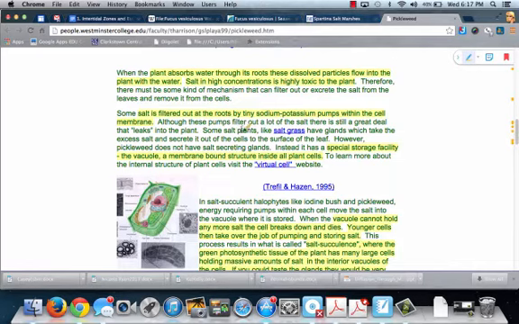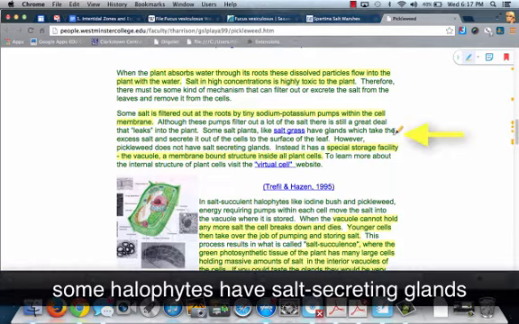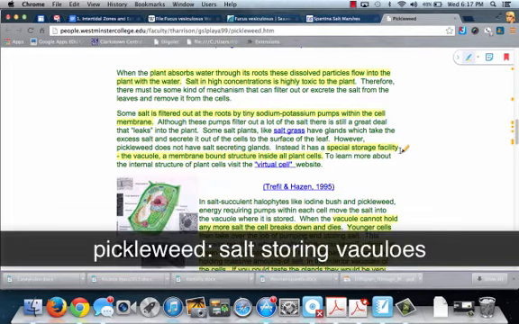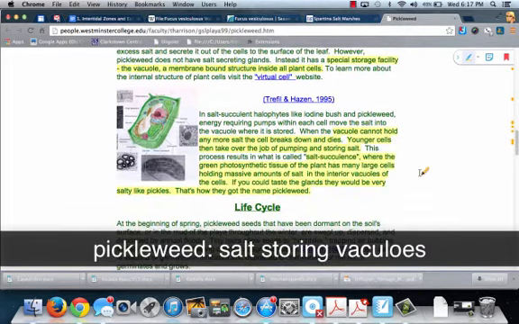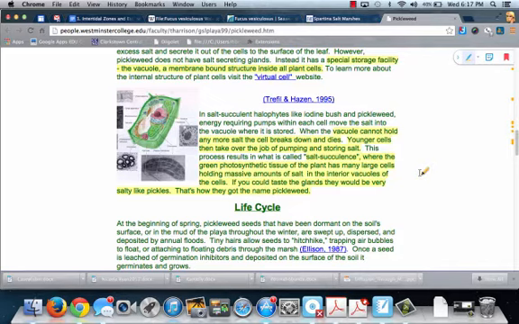Some plants, which is written right here, do have glands that will excrete it out. Pickleweed does not. But what pickleweed has is special vesicles that actually store the salt. And you can actually see them when you look at pickleweed, these little protruding cells that are filled with salt. A vacuole can only hold a certain amount of salt. Once it holds too much, it actually is going to break. It's going to die. Younger cells take over the job.